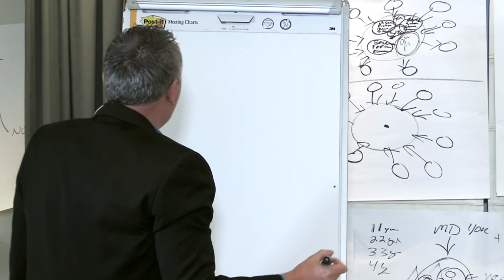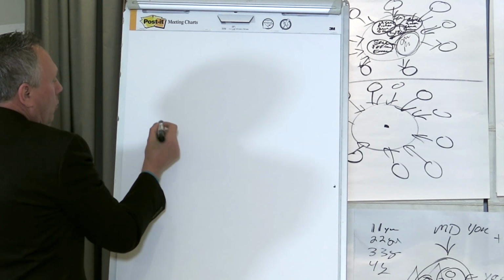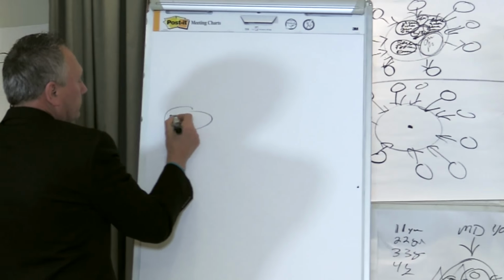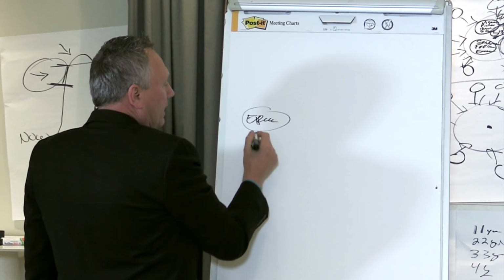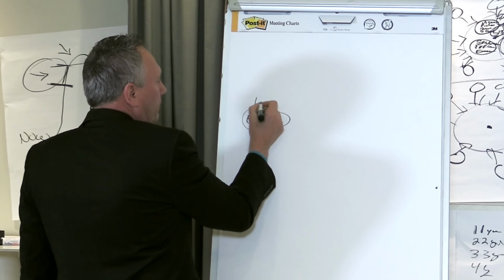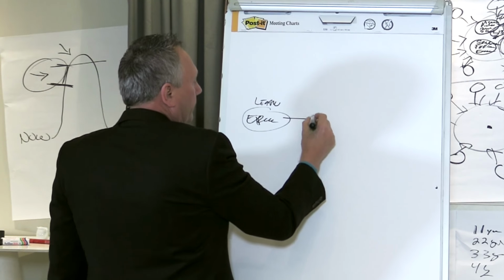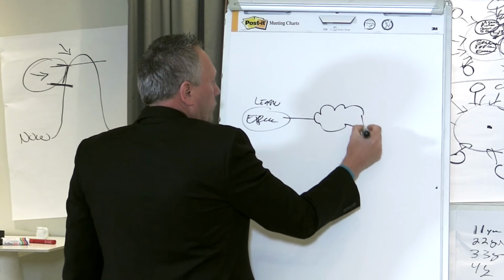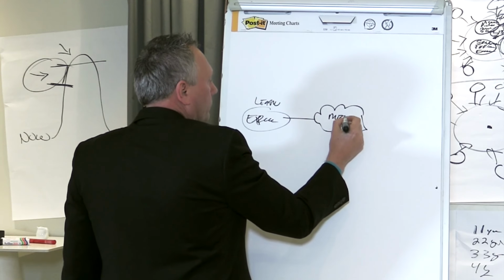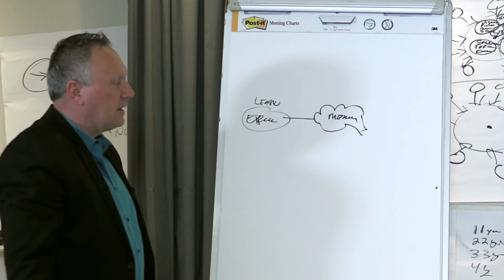All right, so let's look at this again. We have an experience. Now this experience, you call it a learning, right? And then your brain will encode it. So now you have this memory.